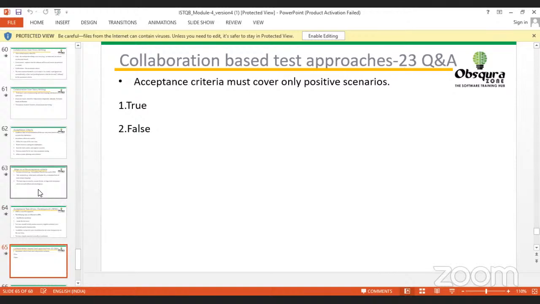Now the question: acceptance criteria must cover only positive scenarios. Is it true or false? Is it clear till now? Any doubts?